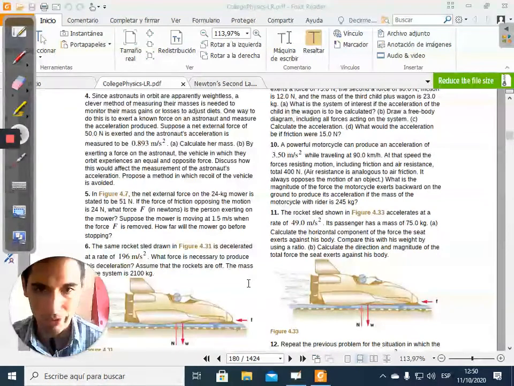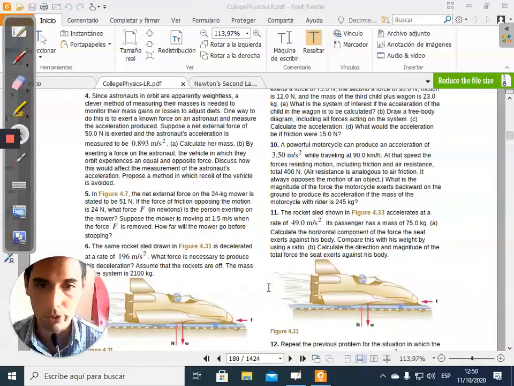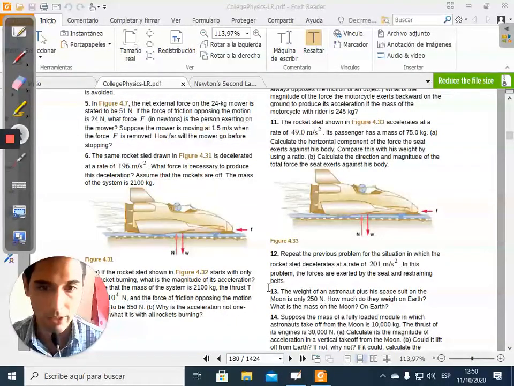Welcome to our new video about Newton's second law of motion, concept of a system. We previously did some exercises here, so today we're going to solve exercise 13. It's going to be very easy, and it says the weight of an astronaut plus his spacesuit on the moon is only 250 newtons. How much do they weigh on Earth?